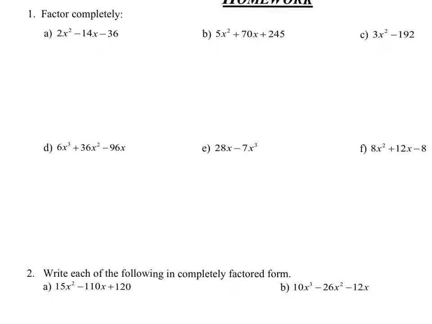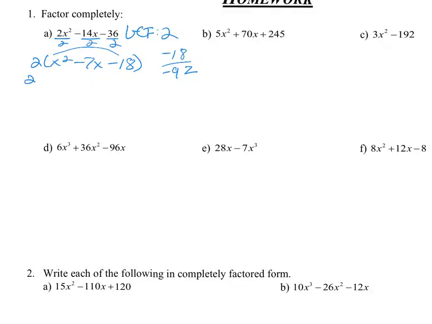Looking at 1A, I can tell that there is a GCF of 2. So I'm going to divide everything by 2. And I'm left with x squared minus 7x minus 18. Now I have a trinomial. 1 times negative 18 is negative 18. Well, what multiplies to negative 18 but adds to negative 7? Negative 9 and a positive 2. I'm going to carry that GCF along out front. So x squared minus 9x plus 2x minus 18.